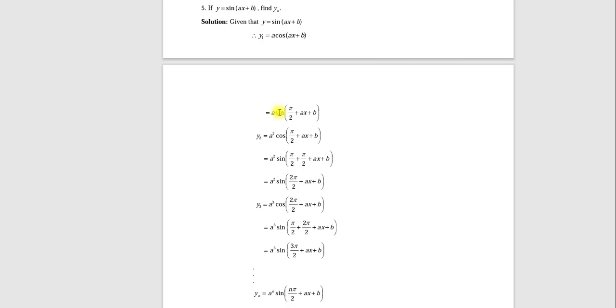Now let us convert this cos to sine, because we will need it for determination of pattern in step 2, and we know cos theta equal to sine of pi by 2 plus theta. So we wrote an extra pi by 2 here and changed it from cos to sine. Now let us find y2.